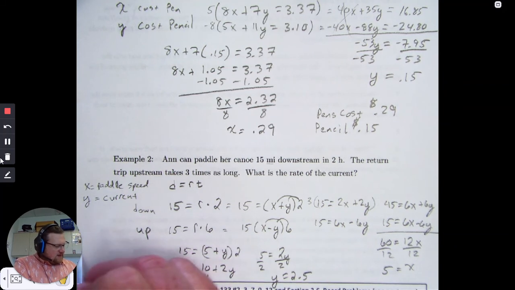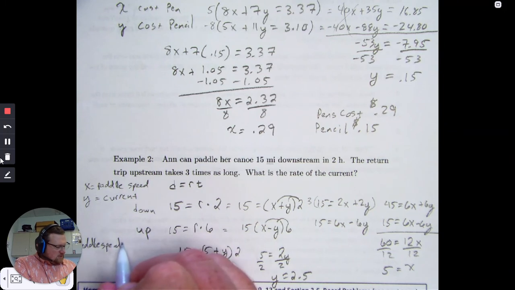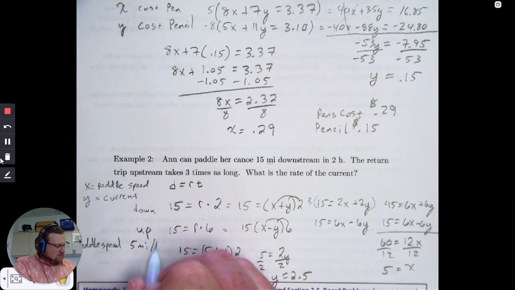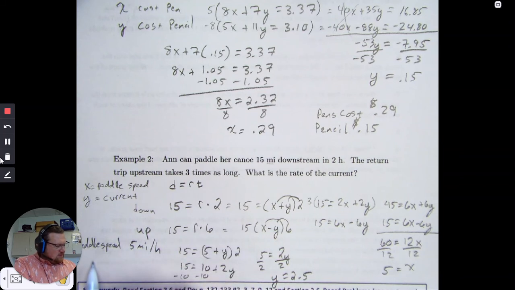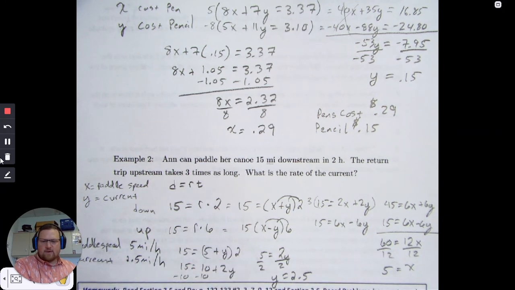So for my final, my paddle speed was 5 miles per hour, and the current speed was 2.5 miles per hour.